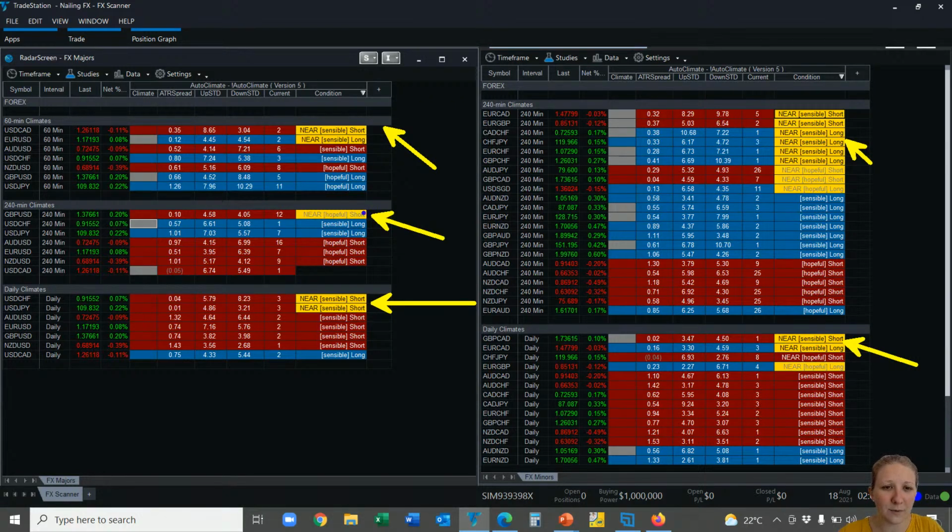But you may notice that some of these say hopeful and some of these say sensible. Now, if we're a trader, we don't want to be hopeful.